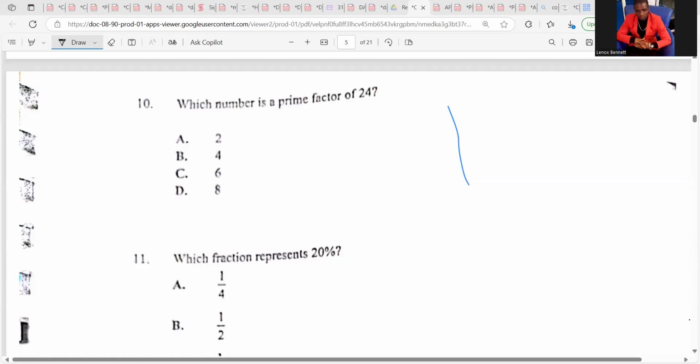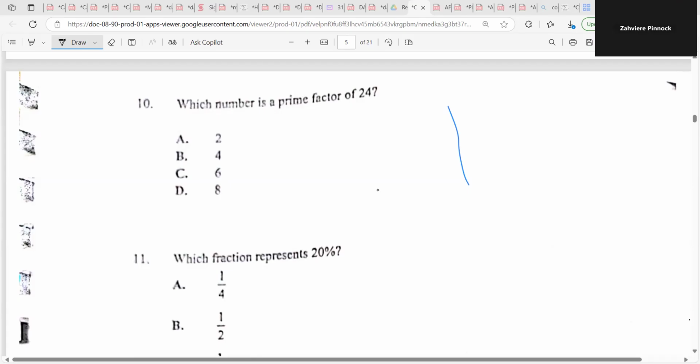Can I get a volunteer? Who wants to walk us through this one? All right, Xavier will walk us through this one. Go ahead, Xavier. Correct, Kelila. So the question says, which is a prime factor of 24?